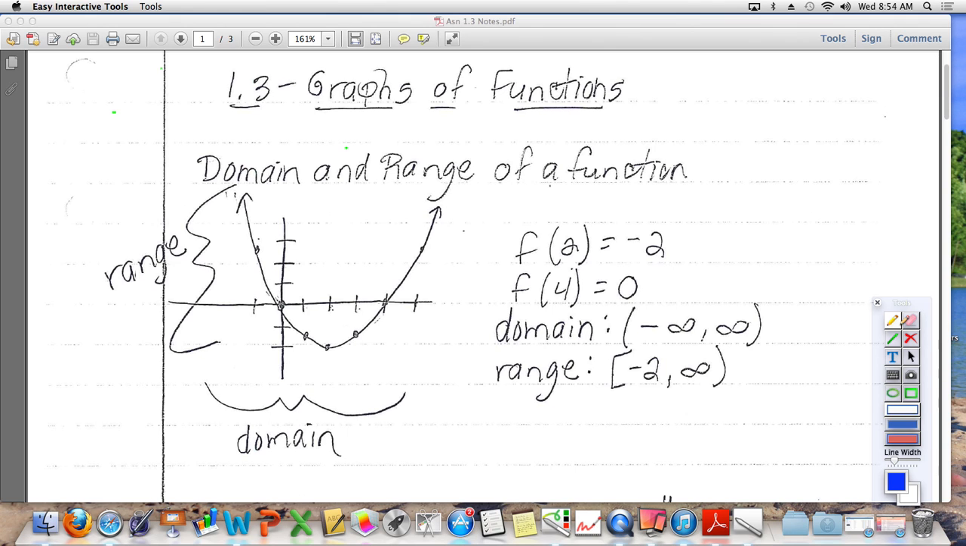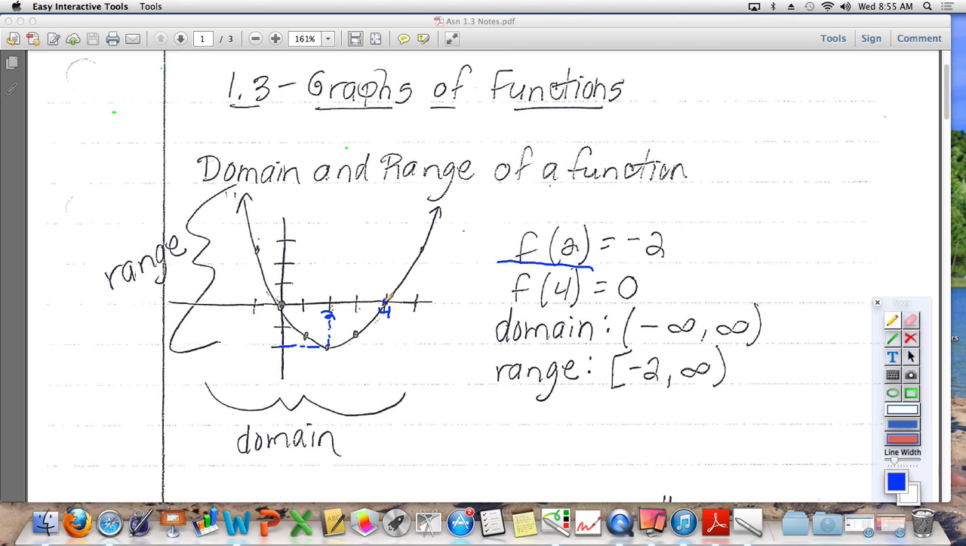This has already come up in section 1.2, maybe even in 1.1. But here's a graph. It's a graph of a parabola. If I ask you to calculate f of 2, all you need to do is go to an x value of 2, and then you read down to the graph and you have a y value, which is negative 2. So f of 2 would be equal to negative 2. F of 4, when you go over to an x value of 4, you have a y value of 0, so f of 4 is equal to 0.